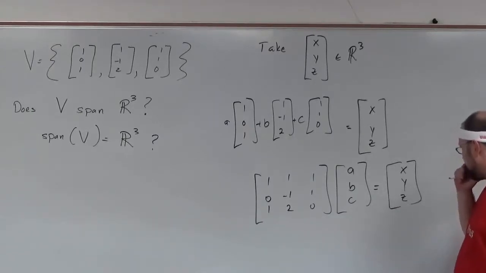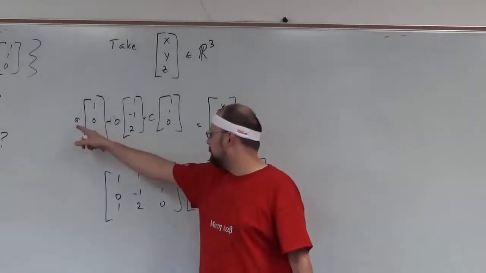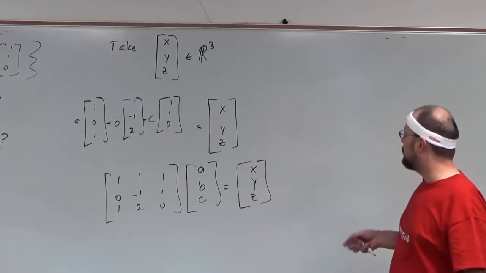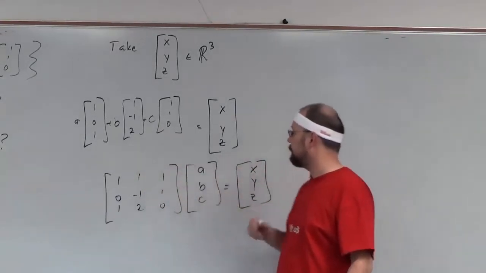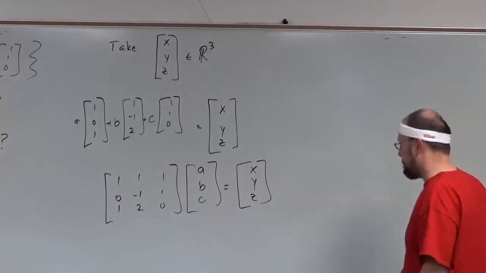So how can we check whether, for any x, y, z, we can always find these coefficients? If we can always define a, b, and c, regardless of what these are, then we know that every vector in R3 can be expressed as a linear combination of the three vectors. So those three vectors would indeed span R3.